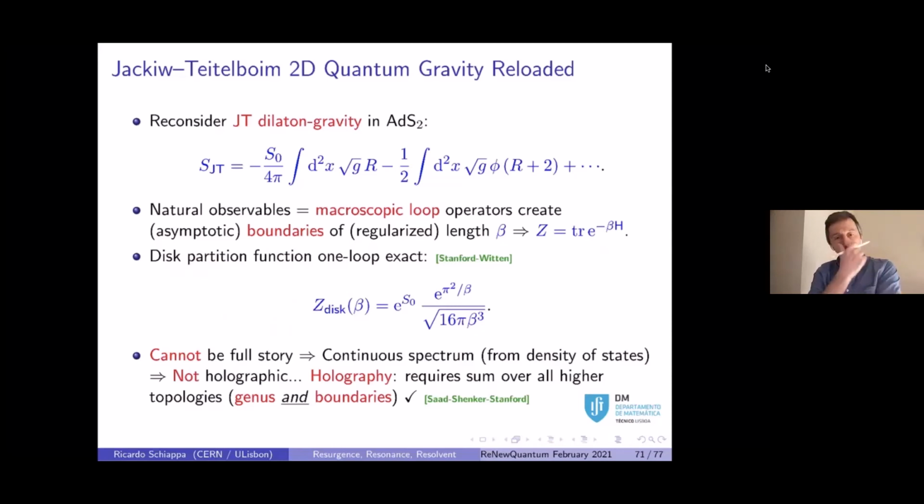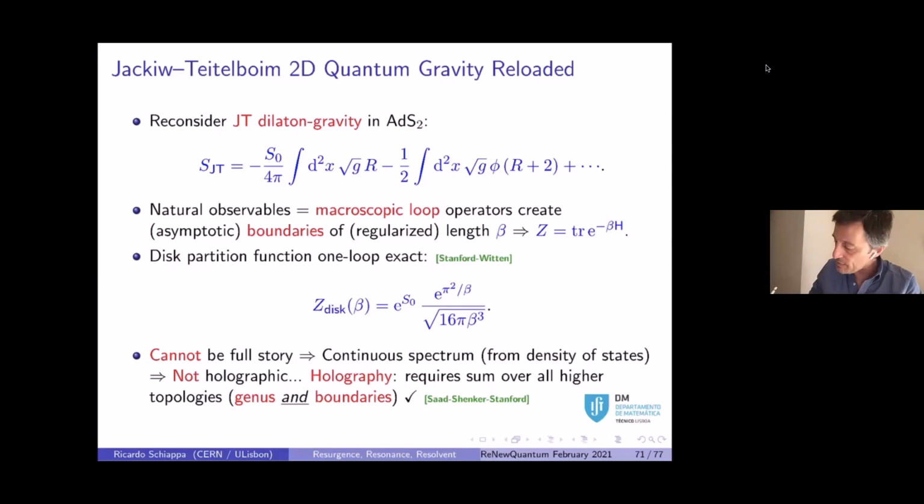And in the holographic context, this cannot be the full story. You can compute the density of states out of the partition function, just Laplace integrate, whatever. And you find a continuous spectrum, which is not holographic. Holography would ask you for a discrete one. And so the solution to this problem came in spring of 2019, by Saad, Shenker and Stanford, who told us that in order to make holography precise, we actually have to sum over all higher topologies. And that means both genus and boundaries.